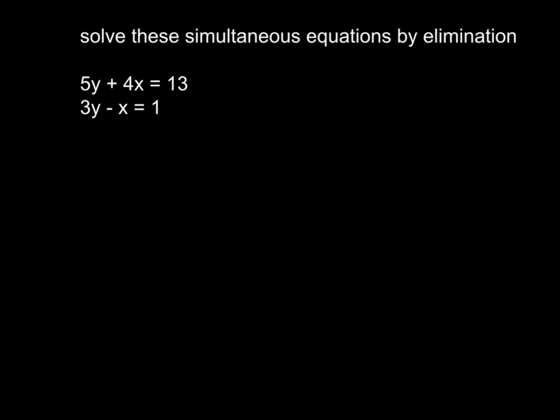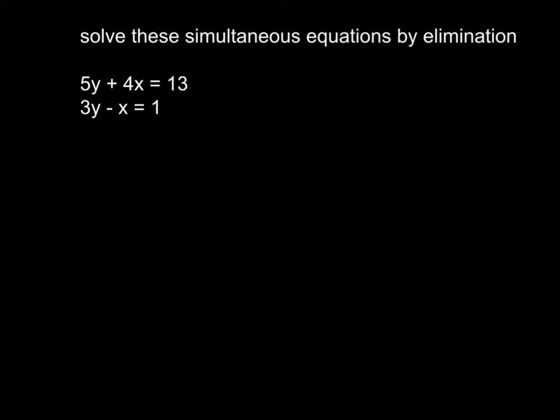So this is a quick video explaining how to solve simultaneous equations by elimination. If we look at these two equations, in order to eliminate one of the variables, either the y or the x, we must have the same number in front of each variable. So either both the x's need to have the same number in front, or both the y's.